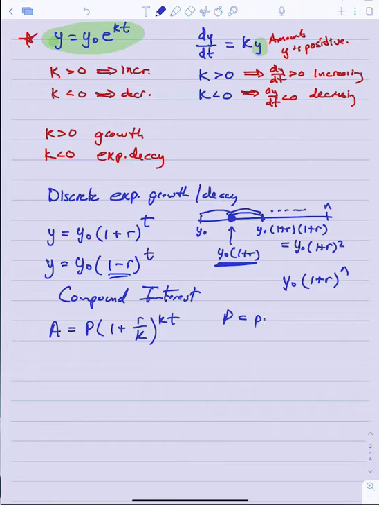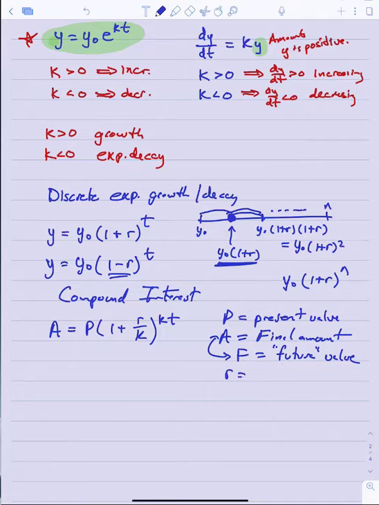This is where the p would have been present value, or maybe principal. That would be the initial amount of money if I was putting money into an account. A would be the final amount. By the way, in some books, instead of using an A, they might use F for future value. That's more like what you'd see in a finance book. Okay, what's the R? That's a stated annual rate. Okay, now the important part. What's that K? The K is the compounding frequency.